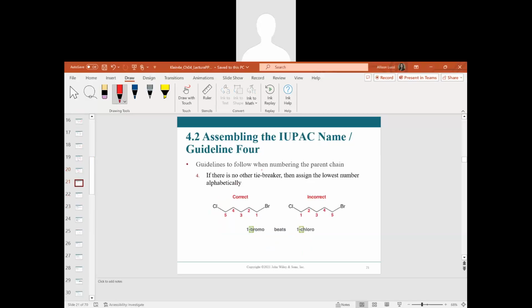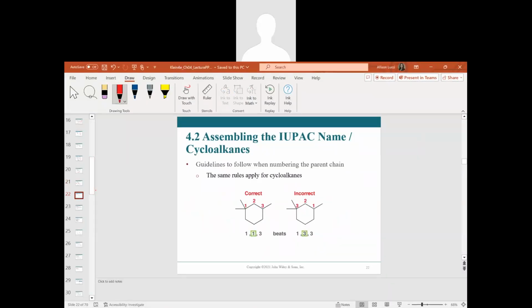And the last guideline is if there is no other way to break a tie or to know, based on our numbering system, which substituent would have a lower number, then we alphabetize. So in this case, we have substituents here listed as a chloro. Bromine will be listed as a bromo group. And if we were to alphabetize this, bromine comes first, chlorine would come second. So we would call that actually a 5-chloro, and the 1-bromo would be correct. So this structure here, due to alphabetizing our substituents, is the correct structure.